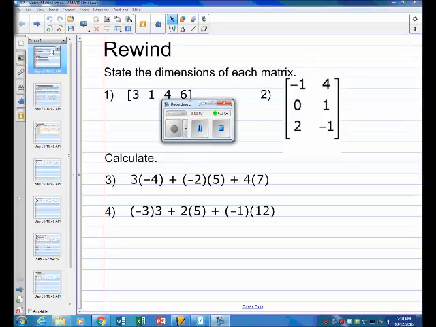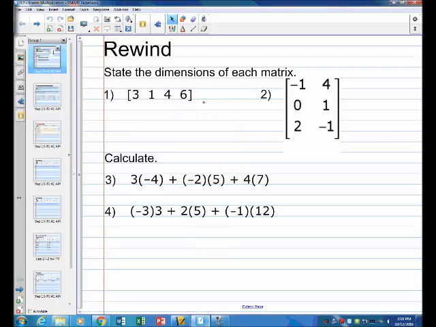All right, guys, we're going to continue today talking about matrices. And today is going to be about multiplication.